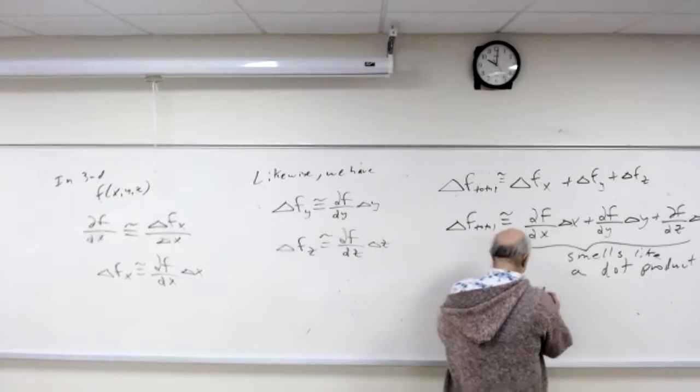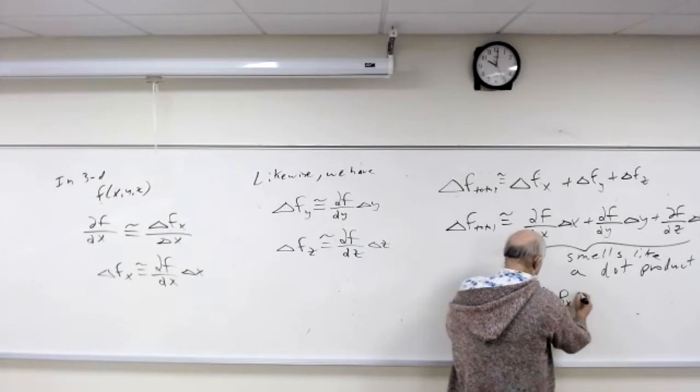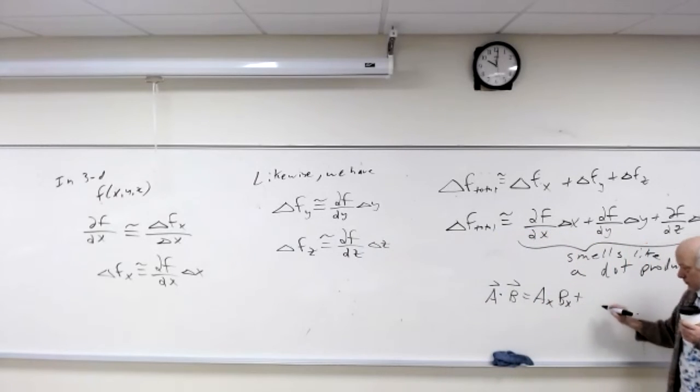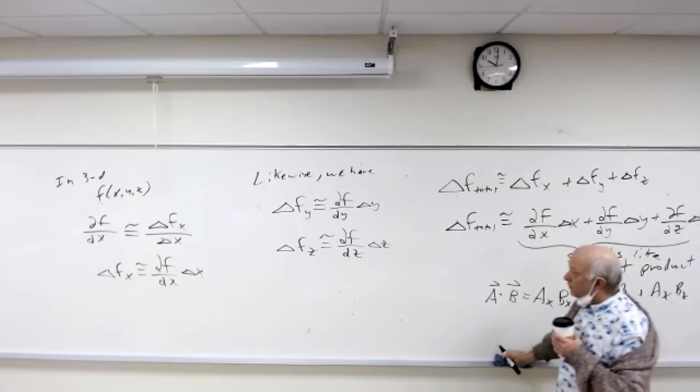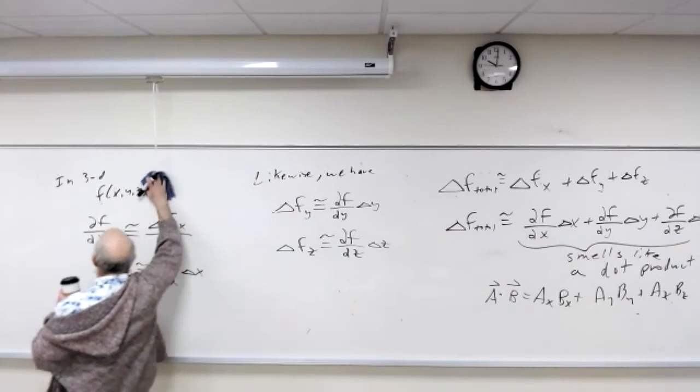AX BX plus AY BY plus AZ BZ. So basically an x times an x plus a y times a y plus a z times a z. That kind of smells like a dot product. So I'm going to put it in a dot product form.